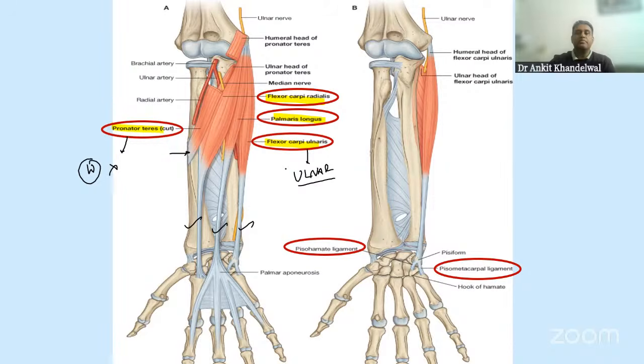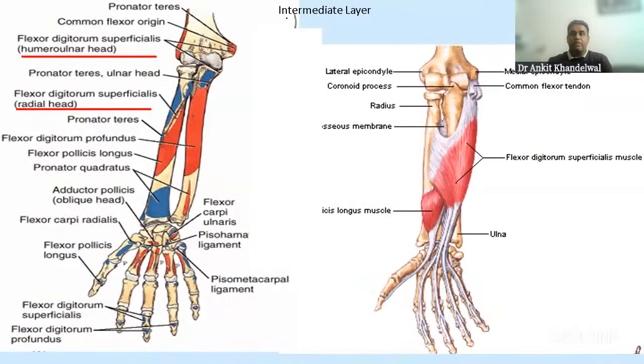Let's move ahead. Okay, now the intermediate layer. The second layer is the intermediate layer. There is only one muscle, which is quite spread out, in the intermediate layer. This is flexor digitorum superficialis. You can see it is spreading out into 4 tendons going to the medial 4 digits. And where does the tendon insert?